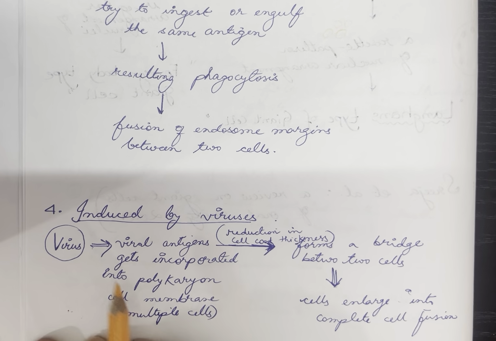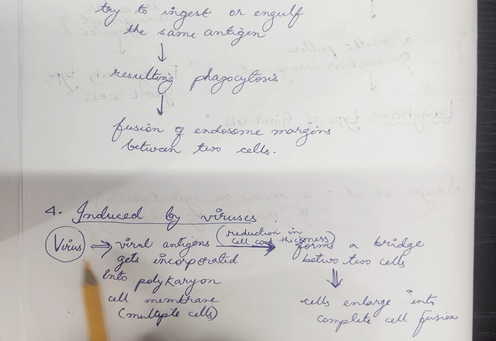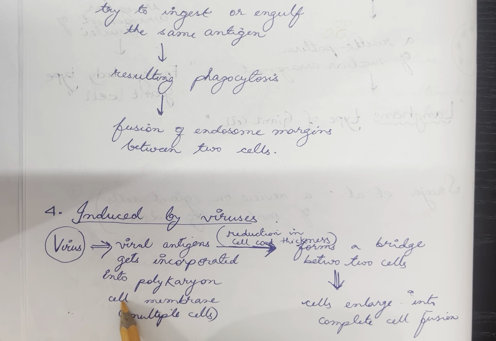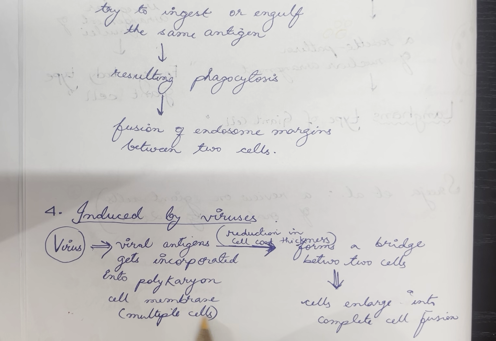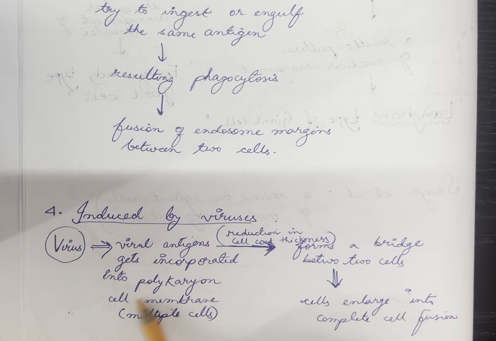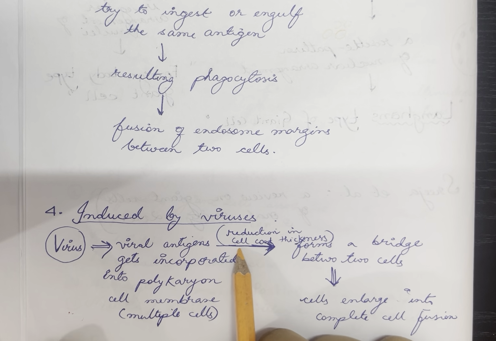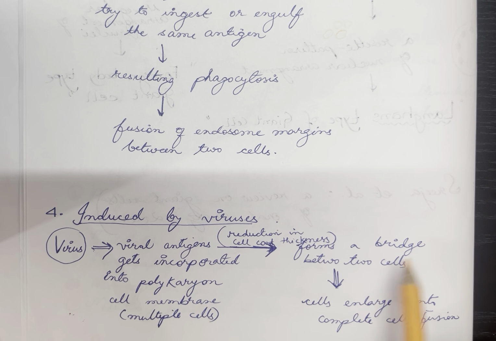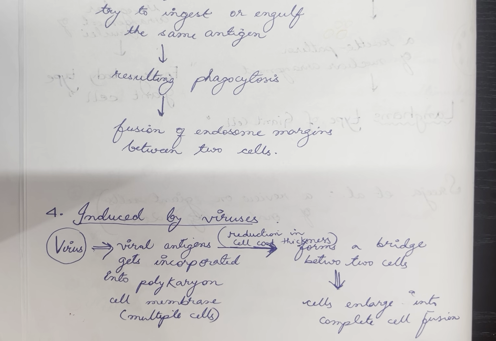And there is something called induction by viruses. The viral antigens get incorporated into a polykaryon cell membrane and thus multiple cells. Then reduction in the cell coat thickness forms a bridge between 2 cells. Cells enlarge into a complete cell fusion.